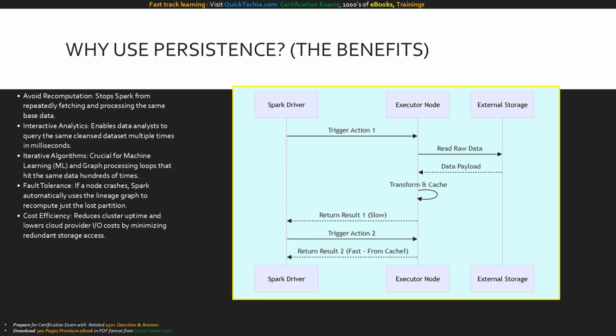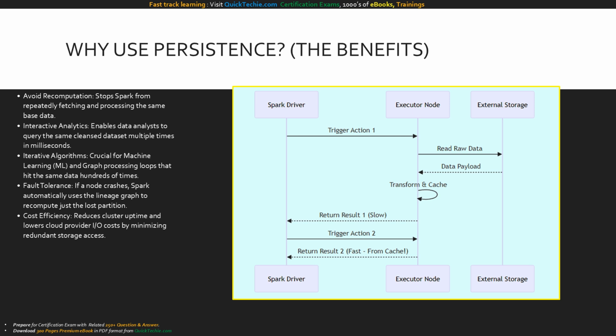Persistence solves this bottleneck. Furthermore, Spark's caching is inherently fault-tolerant. If a worker node crashes and a cached partition is tragically lost, your job doesn't fail. Spark automatically looks at the lineage graph and recomputes just that one missing partition from the source. It gives you the blistering speed of in-memory computing combined with the ultimate safety net of automated recovery. By mastering this, you get substantially faster jobs, lower cloud infrastructure costs, and highly responsive data pipelines that keep your downstream consumers happy.